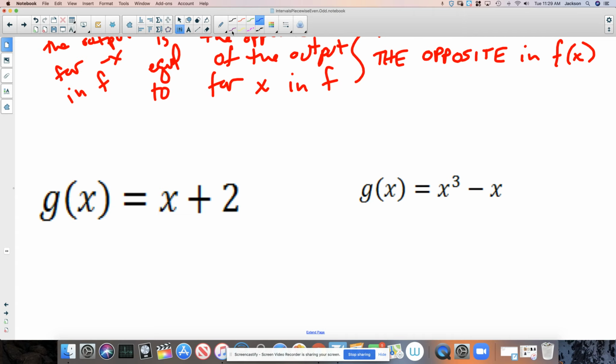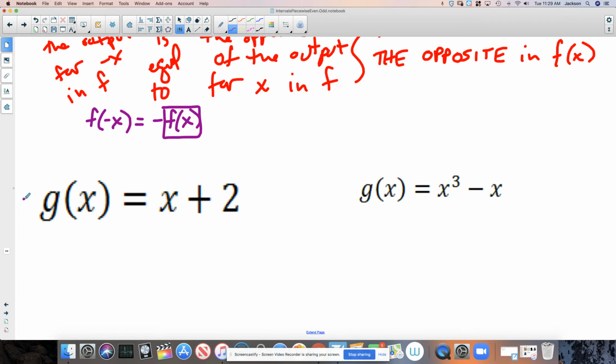Let's take a look at the algebraic test for oddness. The algebraic test for oddness says if you plug negative x into a function, you should get the opposite of the entire output of the function. So that means here's g of x, f of x, whatever.